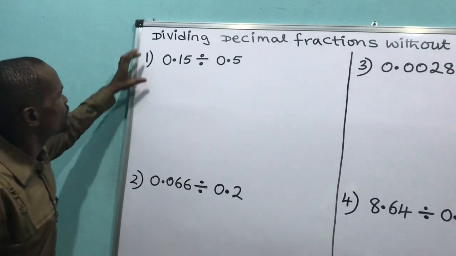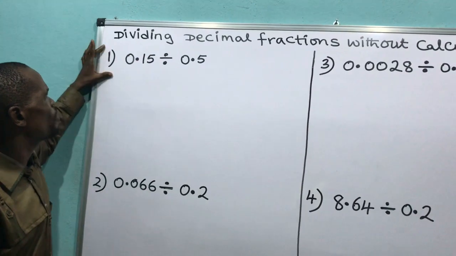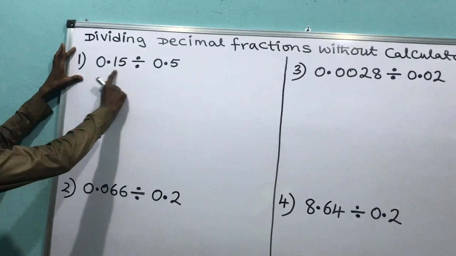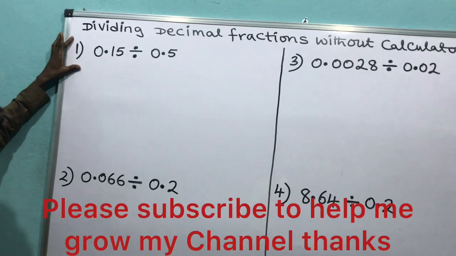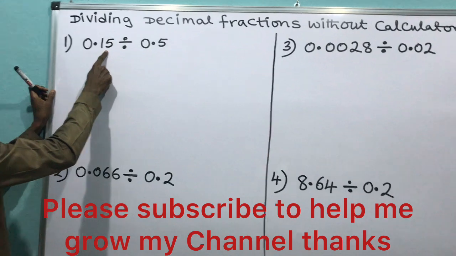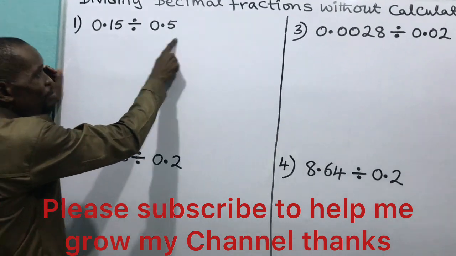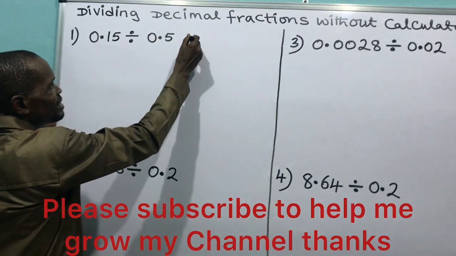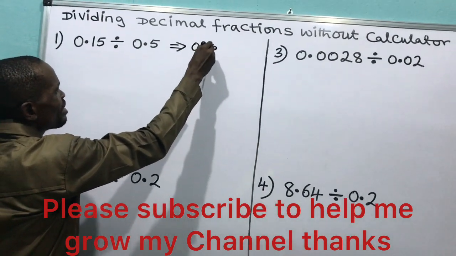Question number 1. Dividing the decimal fraction without calculator. Now we are going to solve this without using what? Calculator. And how do we do that? I will first of all get the decimal places of this. How many decimal places on this one? And how many decimal places on this one? Then looking at it, I have this implied as 0.15.